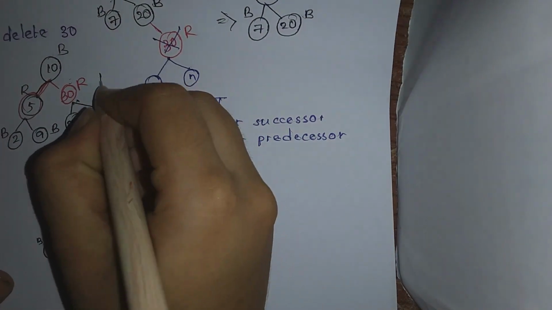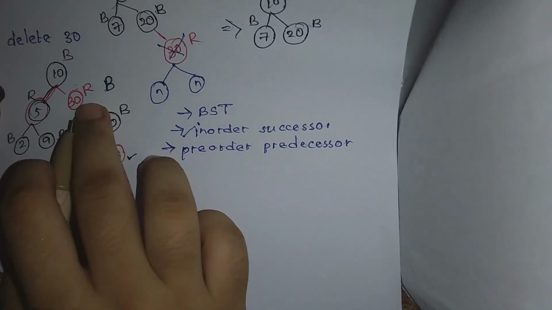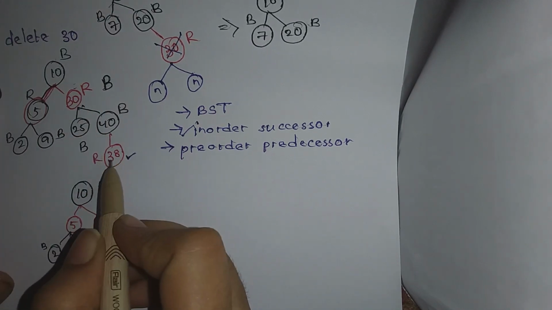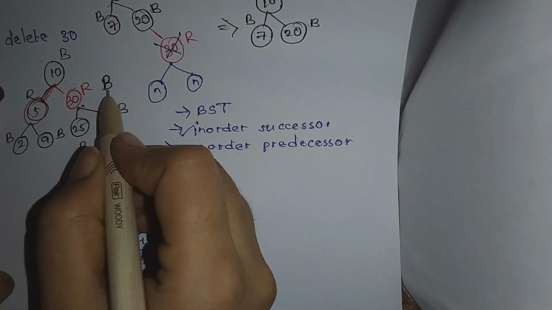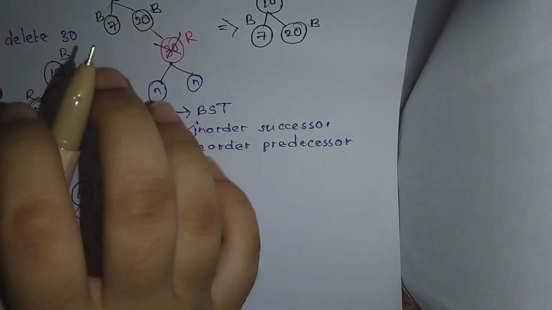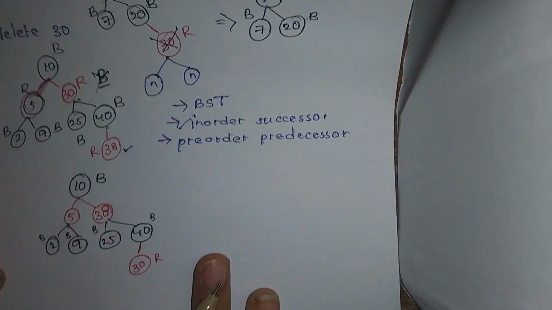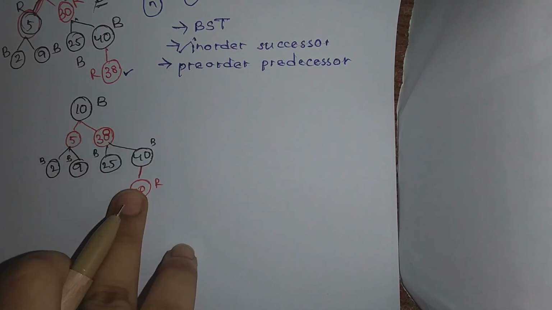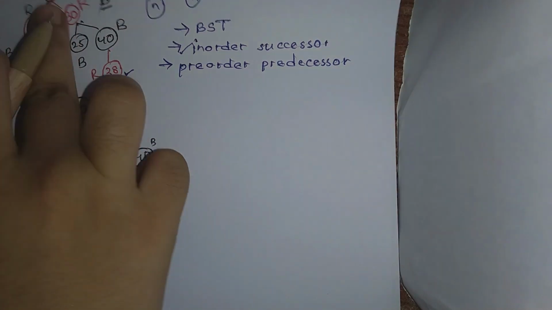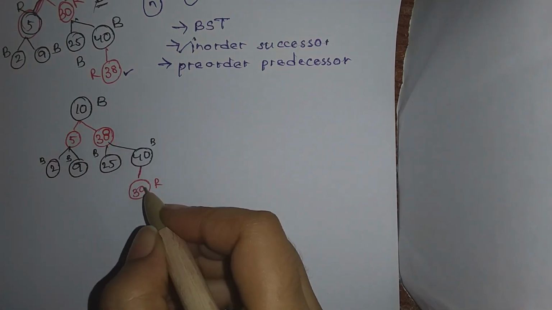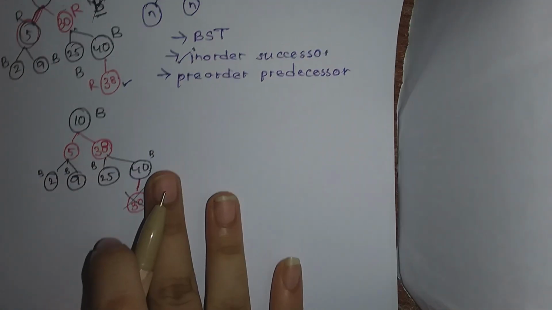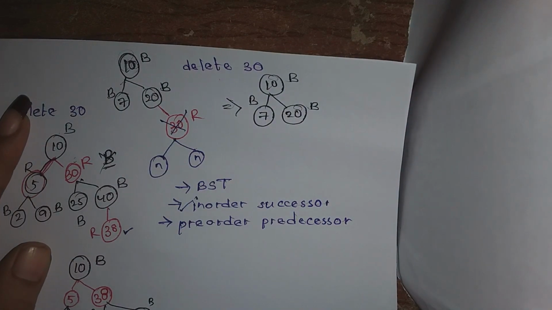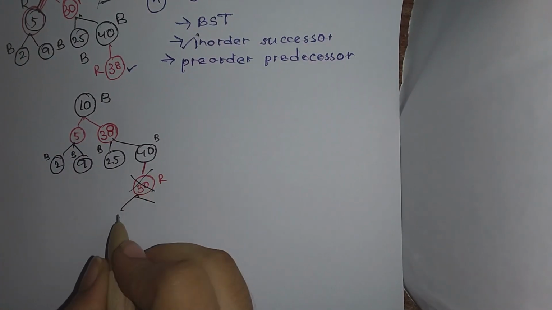If the 30th element is black, then we just replace the value, and the black color is not going to change to red. So now 38 is the leaf node. It has nil children, so we just delete this node.